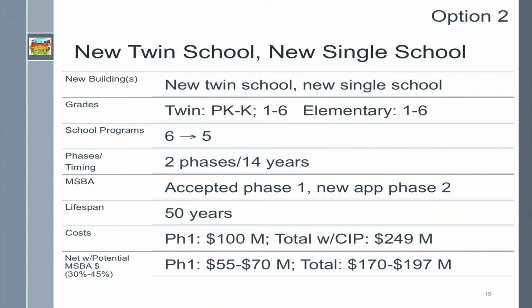The project would take place over 2 phases and 14 years. We've been accepted into the MSBA process for Phase 1 and would have to reapply for Phase 2. The lifespan of these new and renovated buildings, or all new buildings, would be 50 years. And we estimate that Phase 1 would cost about $100 million, and the total costs with the remaining capital improvements would be $249 million. With MSBA reimbursement, we expect Phase 1 to cost $55 to $70 million, and the total cost to be $170 to $197 million.